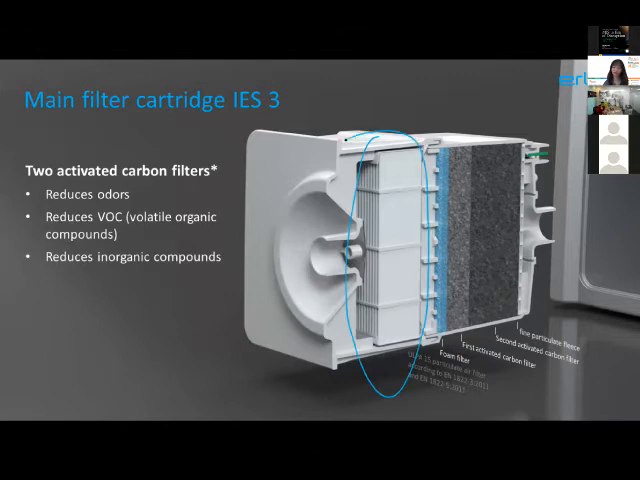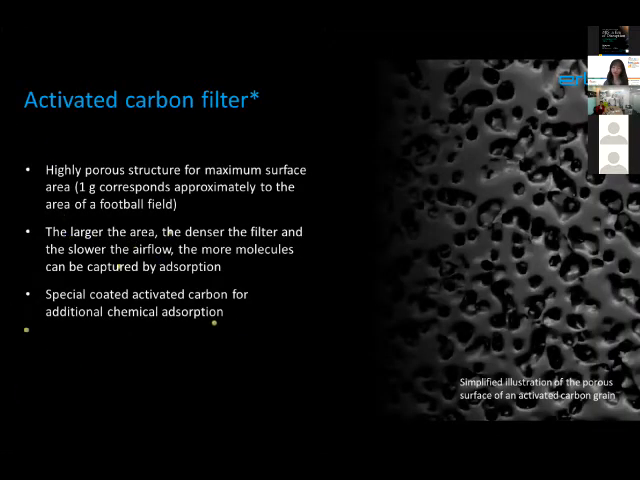Additional to that, we have another 2 activated carbon filters. These are basically there to reduce odors, organic and inorganic compounds as well. If we zoom in a little bit to this activated carbon filter, over here you can see how it actually looks. It's all compressed carbon pellets in spear shape into a very dense block of activated carbon.